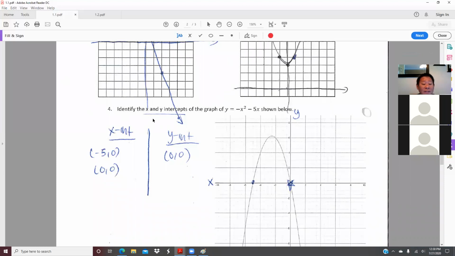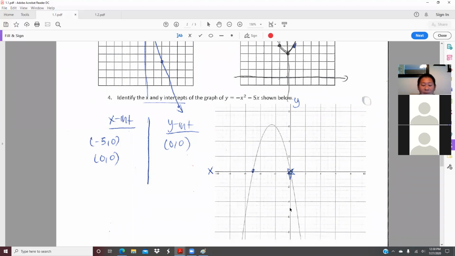And then question 4 is asking you to find the x and y intercept. If a graph is already given, you can find your x-intercept and y-intercept by looking at the graph. So here, this is the x-intercept. In this case, it is (0, 0) and (-5, 0). This is a negative 5 here. So this is your x-intercept, (-5, 0) and (0, 0). And your y-intercept is right here, exactly (0, 0). And don't forget, when they ask you for x and y-intercept, your answer has to be in coordinate form.